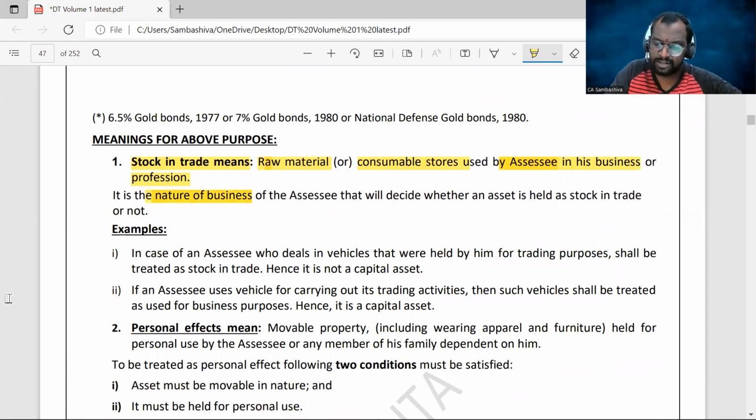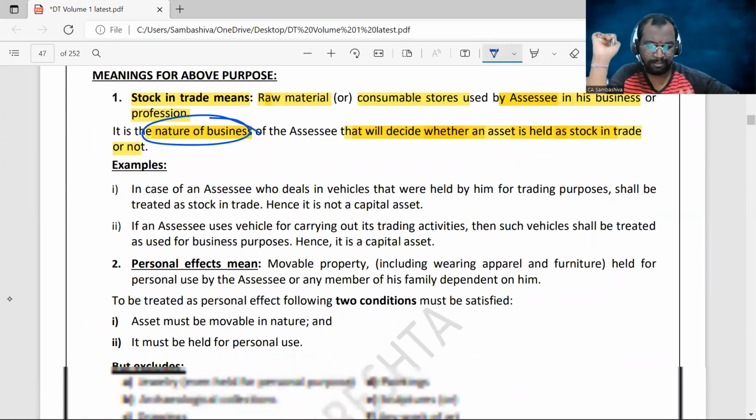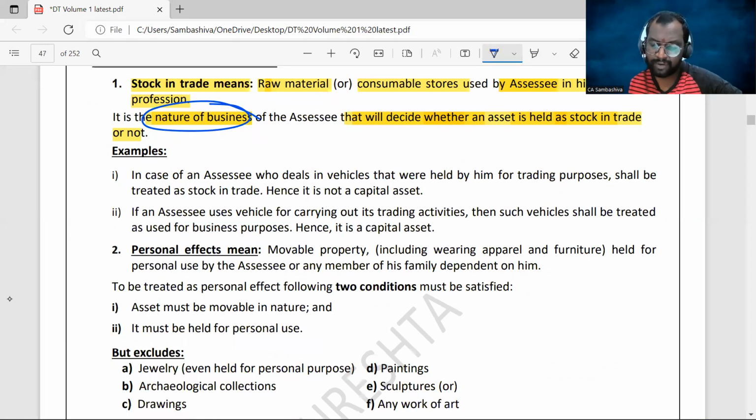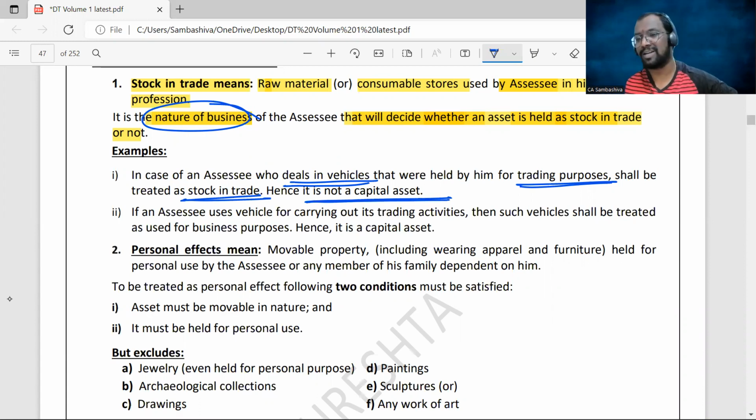It is the nature of the business of the assessee that will decide whether an asset is held as stock in trade or not. So whether that asset is a stock in trade or not purely depends upon what? Your nature of business. Look at the examples. In case of an assessee who deals in vehicles, those held by him for trading purposes shall be treated as stock in trade. Hence, it is not a capital asset. Who deals in vehicles, and the buying and selling of vehicles is his business activity? Like Varun Motors, Kun Hyundai Limited, Geetesh Bajaj, Adi Honda.